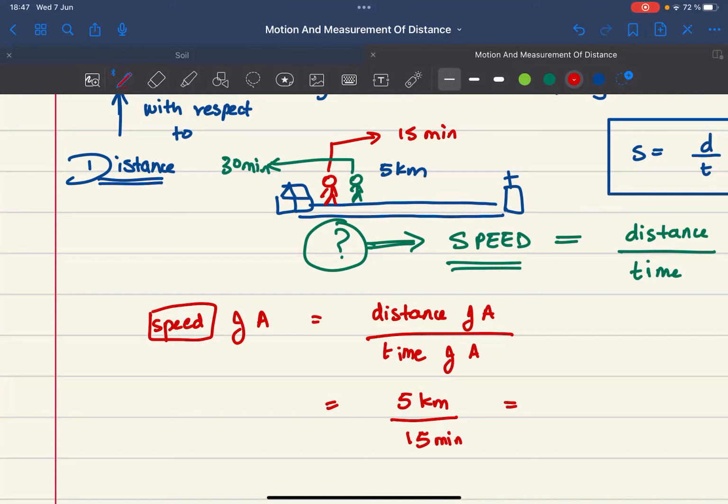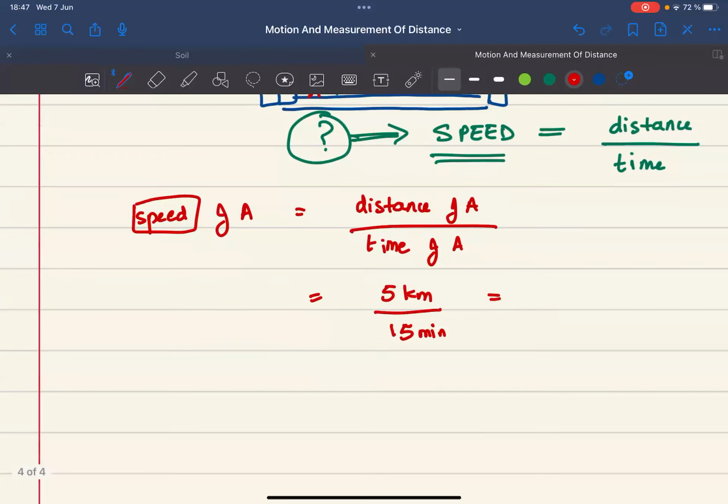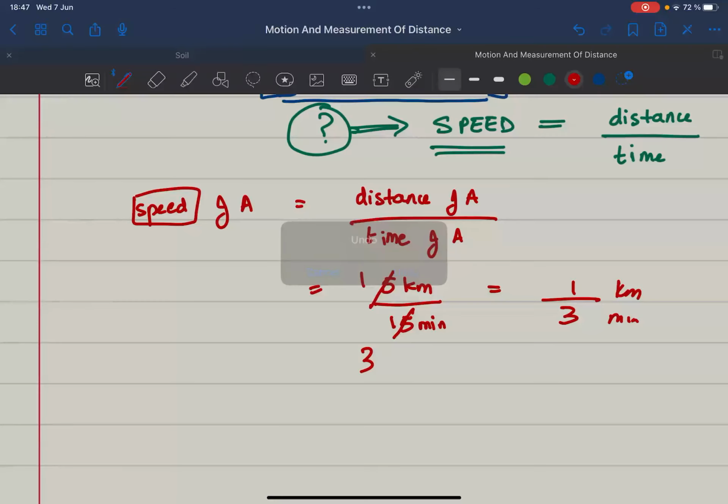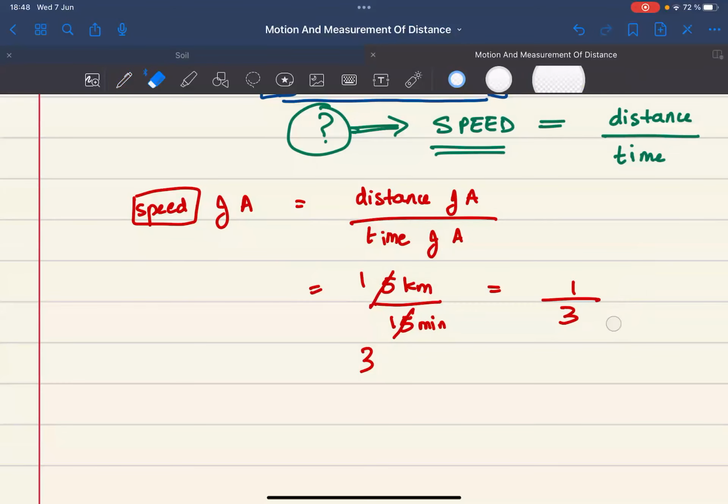Okay. Now, how will you divide? Okay. So, 5 ones are 5. 5 threes are 15. 1 by 3. 1 kilometer, 3 minutes. We can use the unit later on. What is 1 by 3?